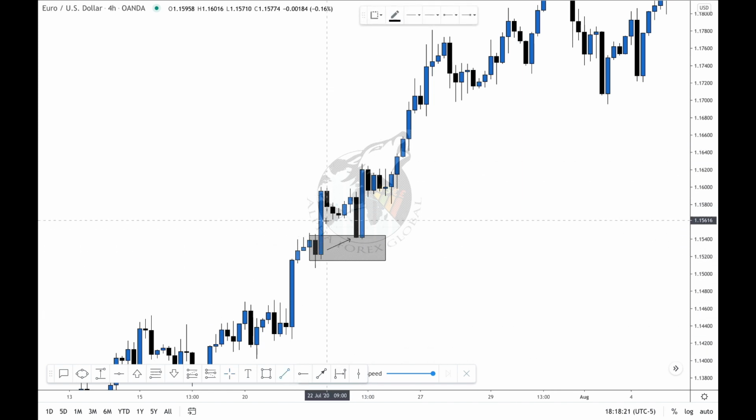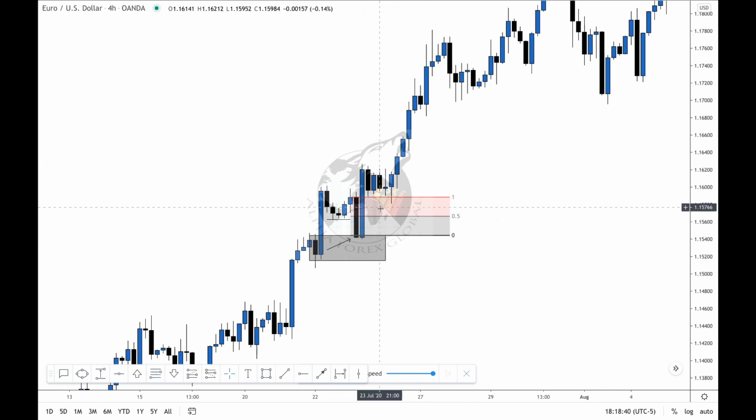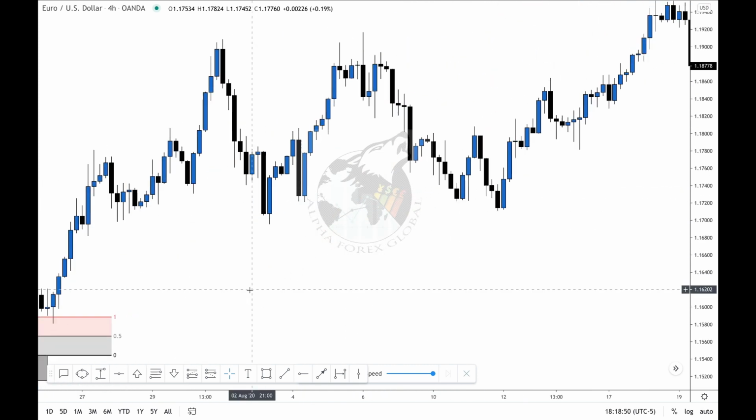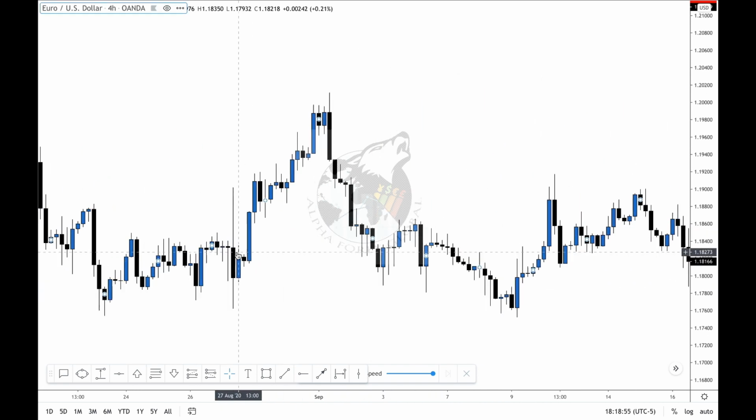Also, we cleared liquidity from this equal low right here, right? And then market moved in the opposite direction. So to get your entry, you'd highlight this order block right here. It can either be 50%, or remember, market can always retest the open of the order block, right? So let's find some more examples.